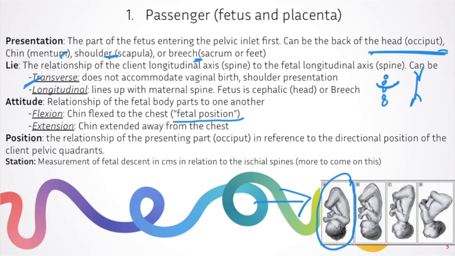And you can be extended, which means the chin is away from the chest. And that's what you're seeing here. And there's varying stages of extension there. And then the position, which is the relationship of the presenting part, which is the occiput, the back of the head, in reference to the pelvic quadrants. We're going to talk about that.